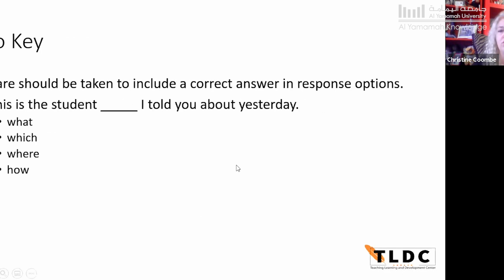The second most common item violation made when teachers design tests is the no key. This usually happens for a good reason. You start an item, you write a stem, and then you write your answer bank, your response options. But then you make changes to that stem over the course of the test development process, and you forget to update the list of response options, and it results in having no correct answer.